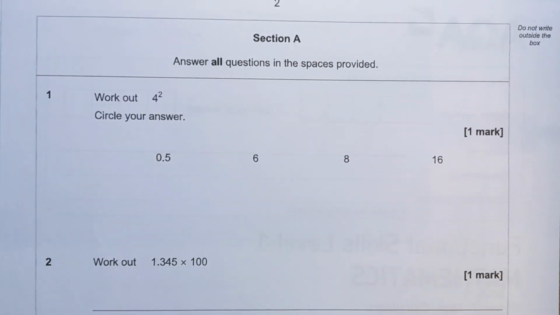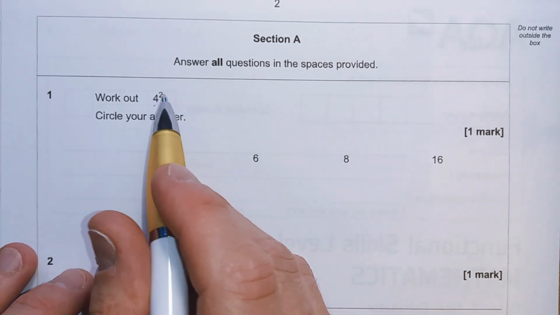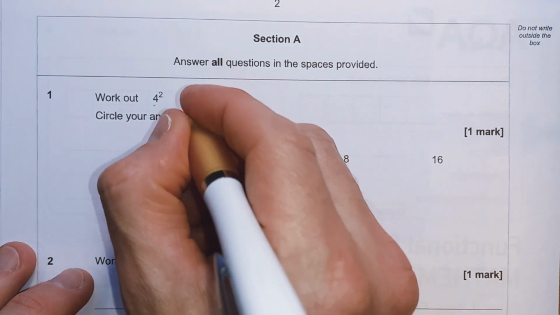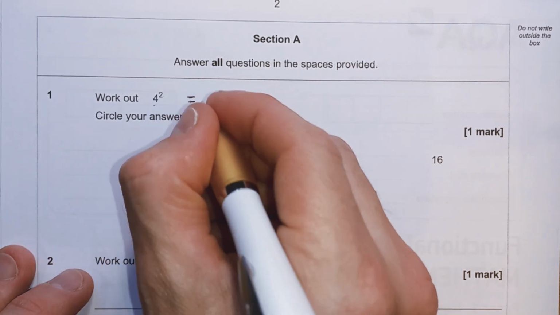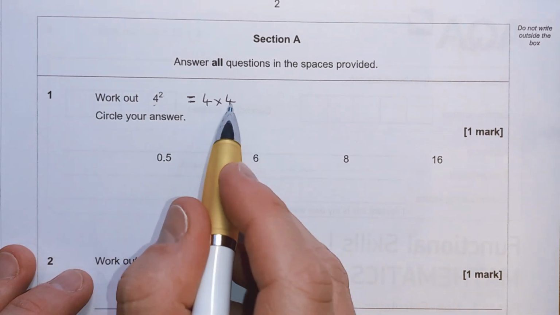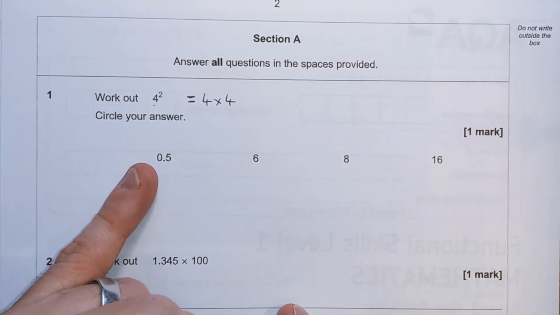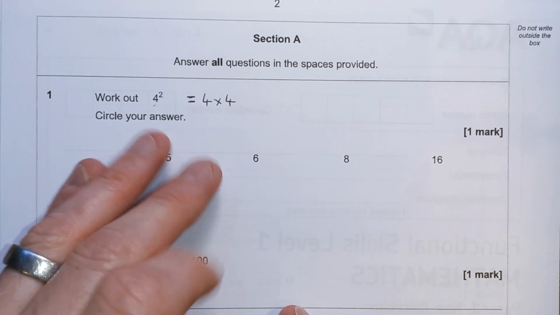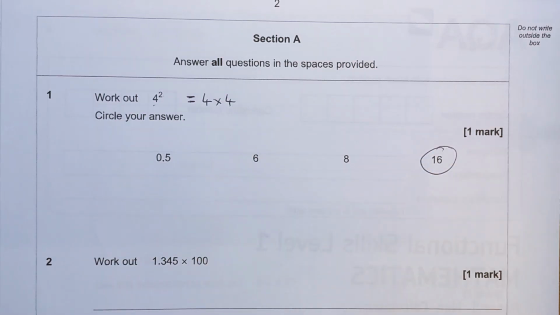Question 1. Work out 4 squared. This is the little 2 up here, so the 4 squared means not 2 lots of 4, but 4 times itself. So we've got 2 4s, but then multiplied together. Well, 4 times 4, I've got 4, 8, 12, 16. So it's that one there.